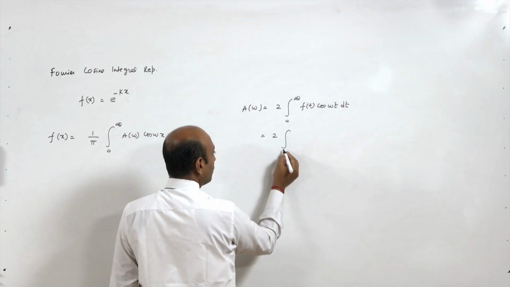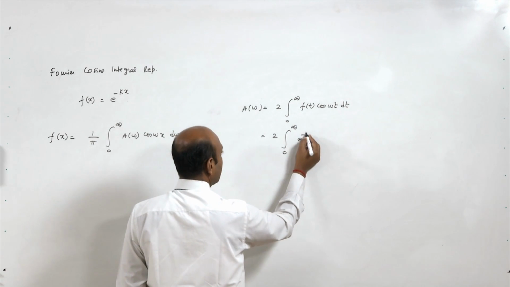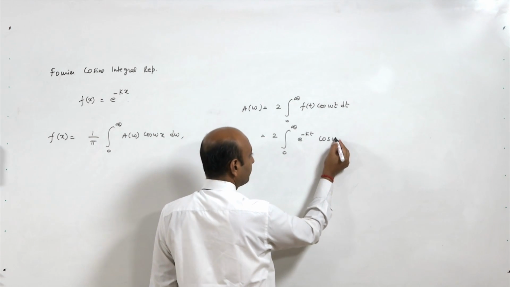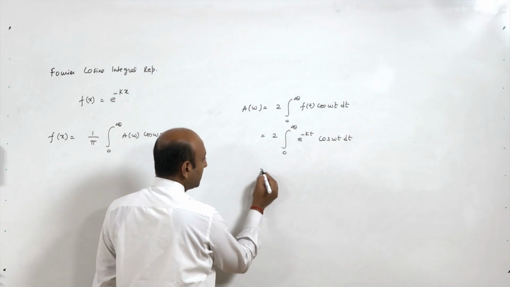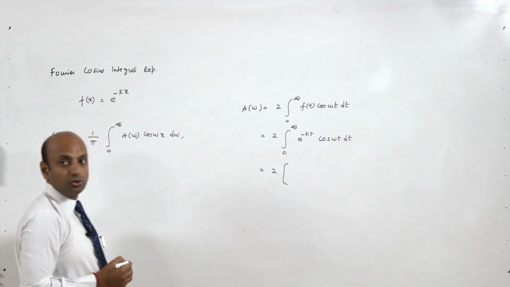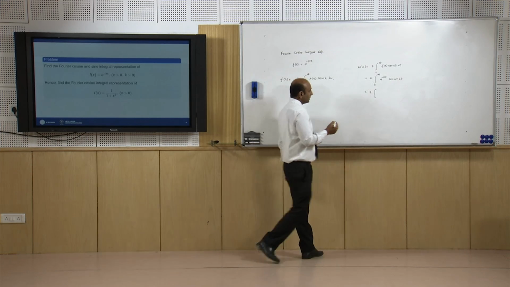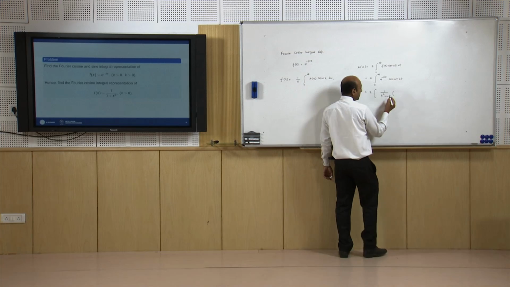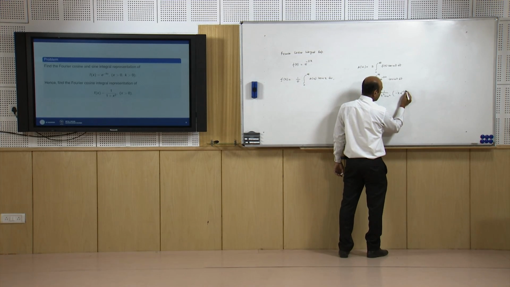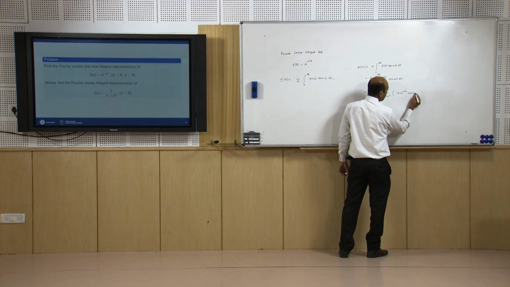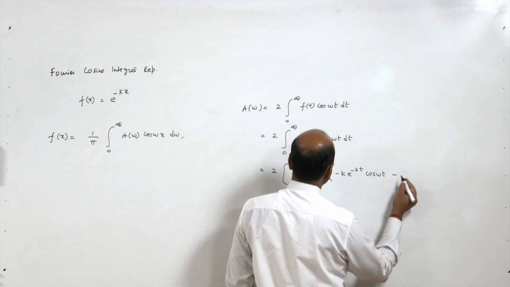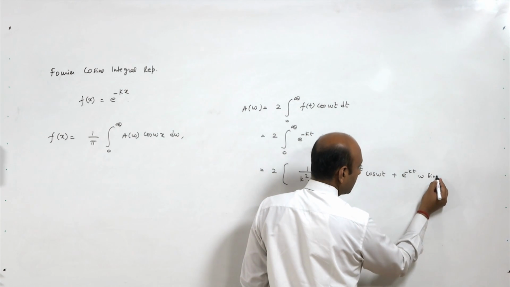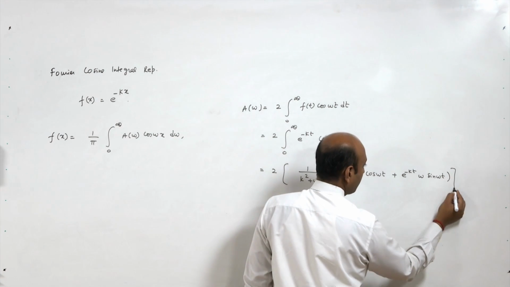So it is 2 times integral 0 to infinity. What is f(t)? It is e^(-kt) cos(omega t) dt. So this will be given by 2 times, now let us integrate it. You can easily integrate by integration by parts. So this will be nothing but 1 upon (k^2 + omega^2) times [-k e^(-kt) cos(omega t) + omega e^(-kt) sin(omega t)], from 0 to infinity.